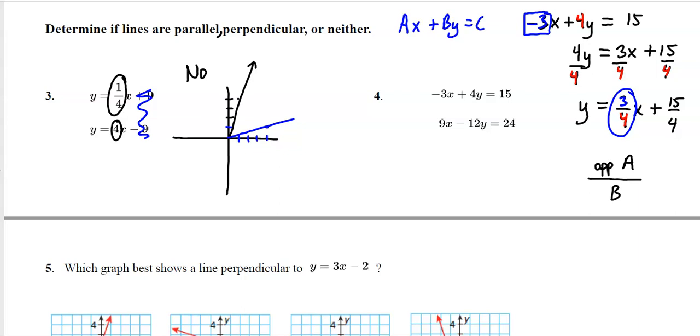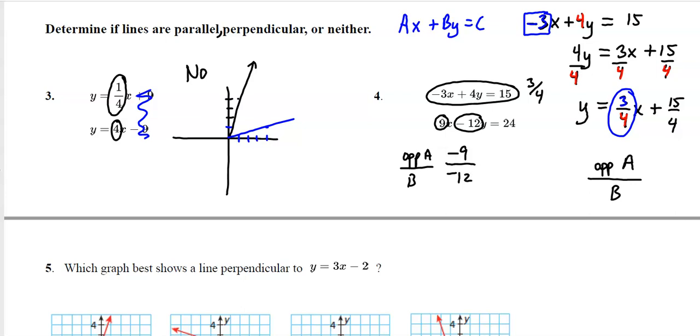So let me just speed this up on the second one. So this person, I just found your slope. Your slope is 3/4. Well, this person, if I do the opposite of a, well, if this is a, the opposite of a is -9. If this is b, -12, well, a negative divided by a negative and then reduced is 3/4. So I'm like, hey, these two are the same slope. So since you guys are the same, I know that you are definitely parallel.